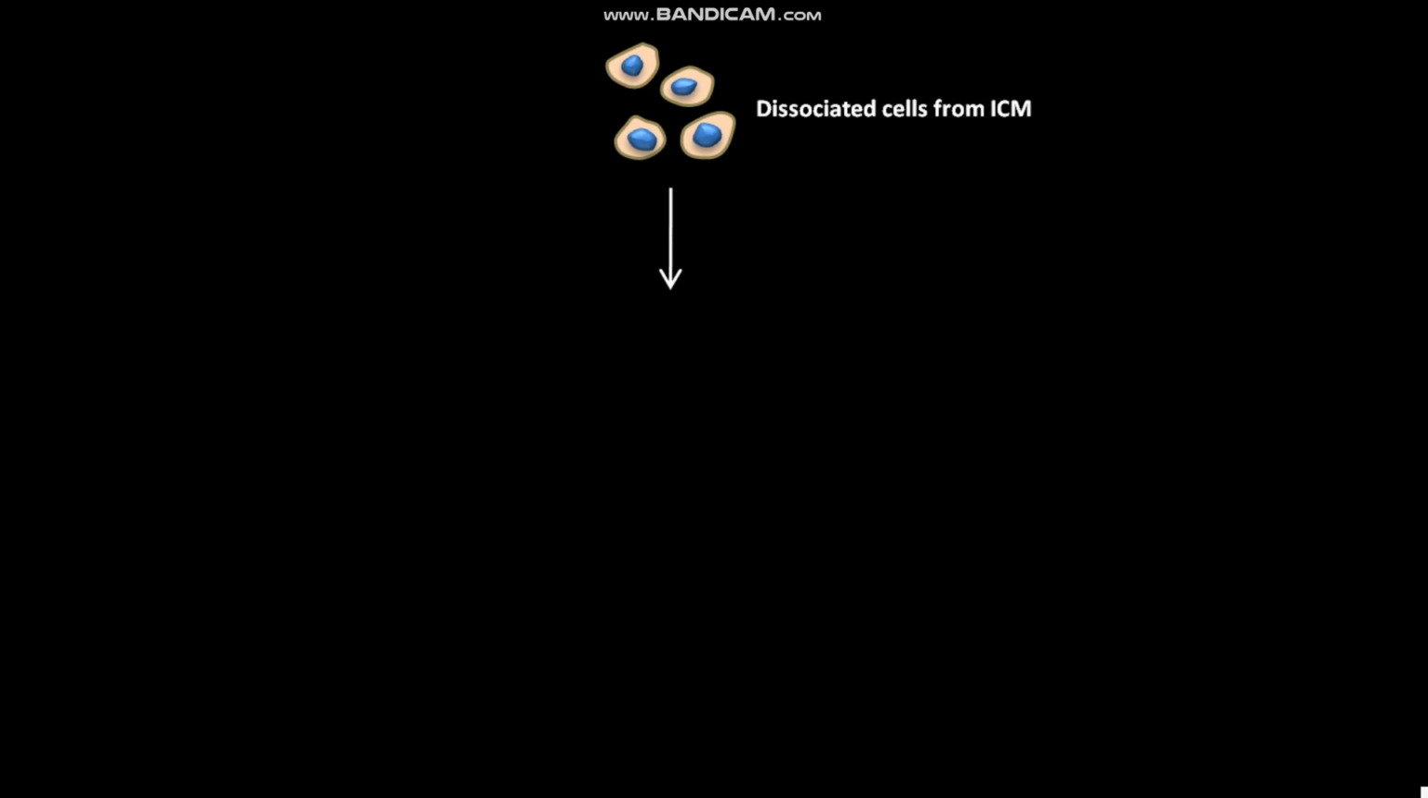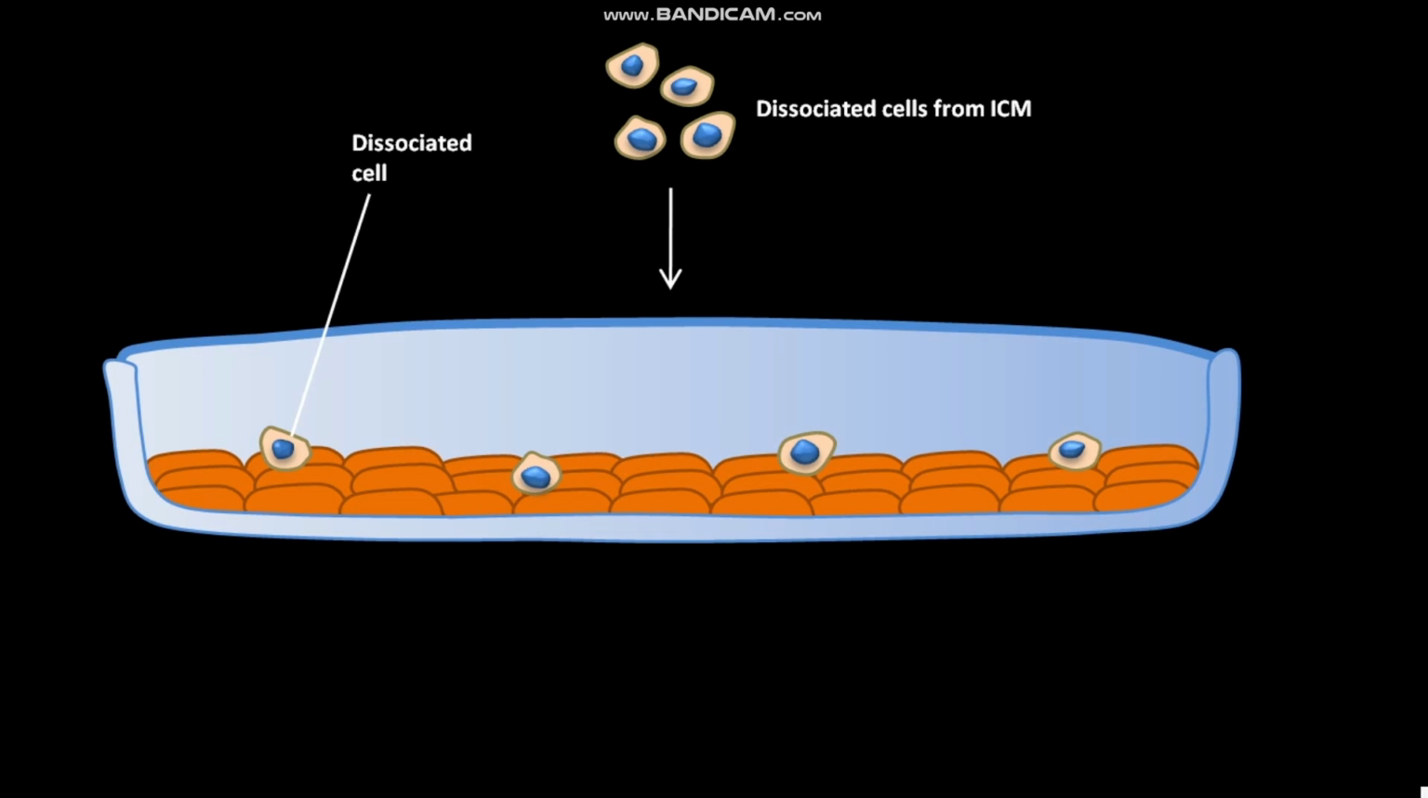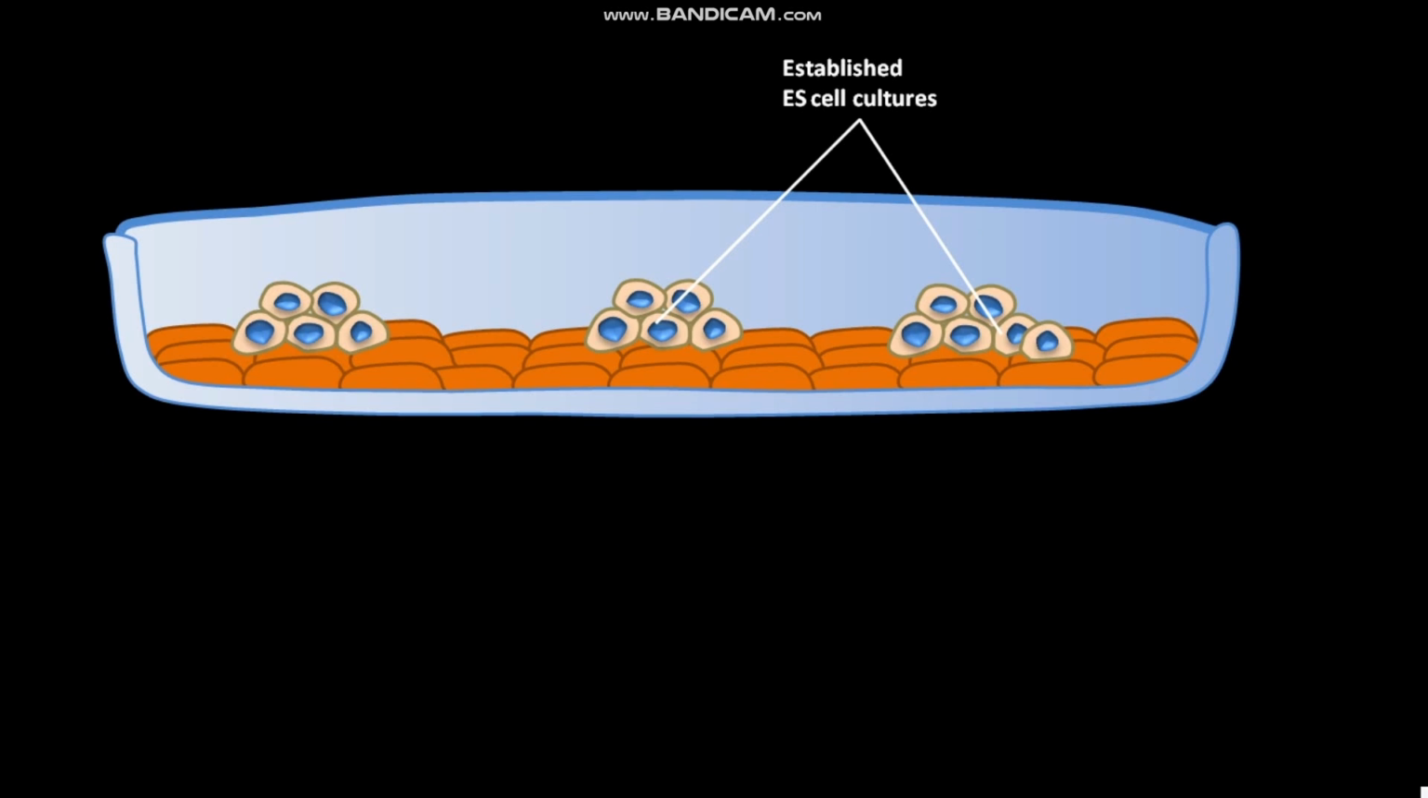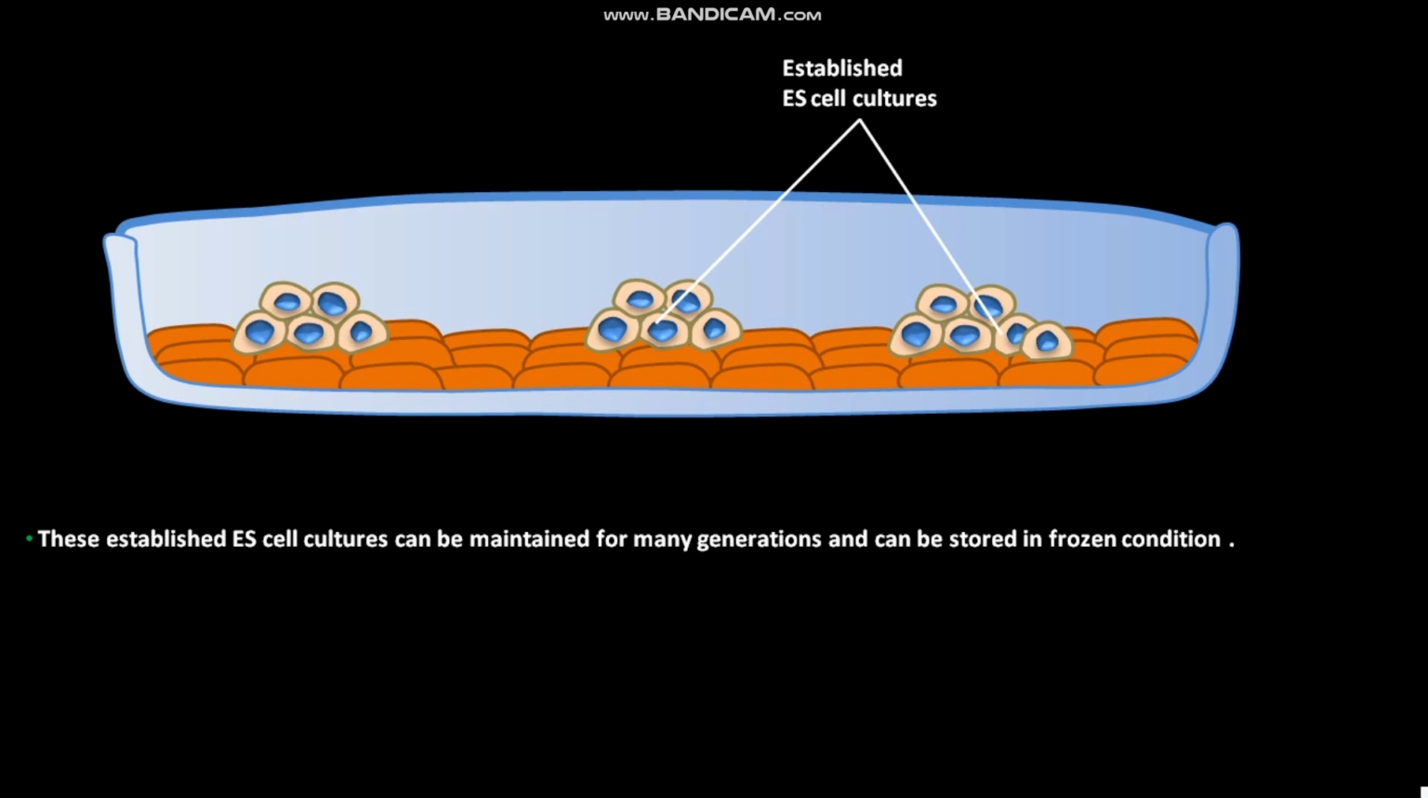In the next step, the dissociated cells are replated. These replated cells are nourished by new feeder cells. In the next step, established ES cell cultures are formed. These established ES cell cultures can be maintained for many generations and can be stored in a frozen condition.